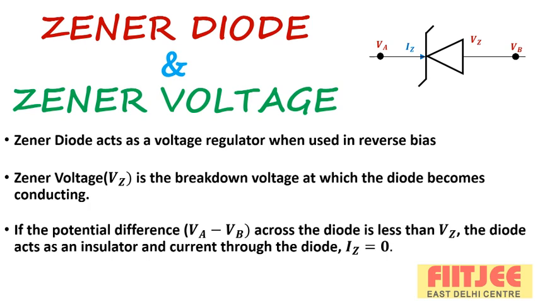If the potential difference across the Zener diode is less than the breakdown voltage, then the diode acts as an insulator and the current through the diode should be 0. That means if VA minus VB is less than VZ, then in this situation the Zener diode acts as an open circuit and the current through the Zener diode should be 0.